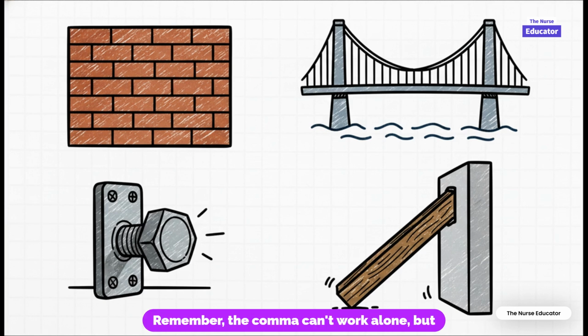Remember, the comma can't work alone, but pair it with a conjunction and you form a highly stable bridge. Number 3, the semicolon. Use this to join 2 distinct but very closely related sentences. And number 4, a subordinating conjunction like because or while. This tool intentionally turns one independent clause into a dependent structure. That means it now leans safely and correctly on the other clause for support.